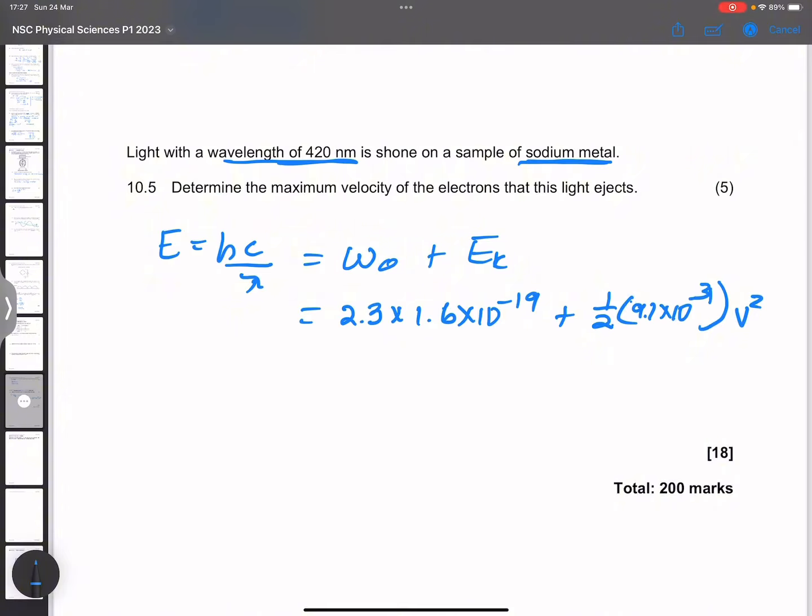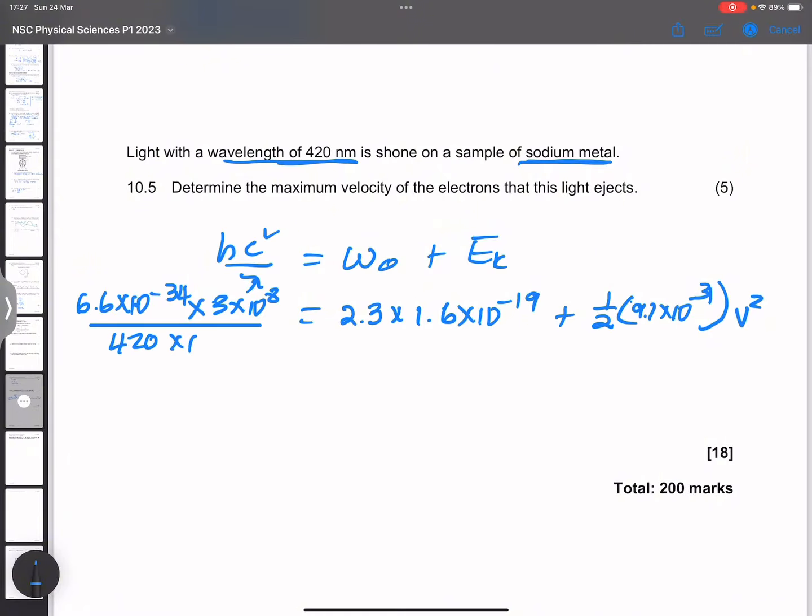Now let's go on to this side where we're looking at Planck's constant. So we said this is 6.6 times 10 minus 34, multiplied by the speed of light, that's 3 times 10 to the power 8, and divided by the wavelength. We're given that as 420 nanometers, that's times 10 minus 9.